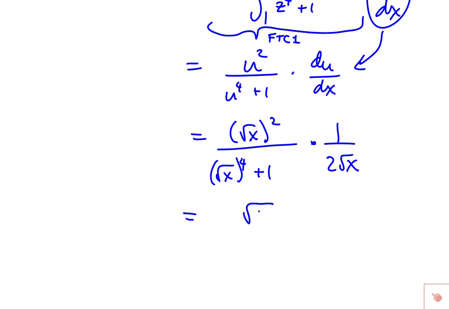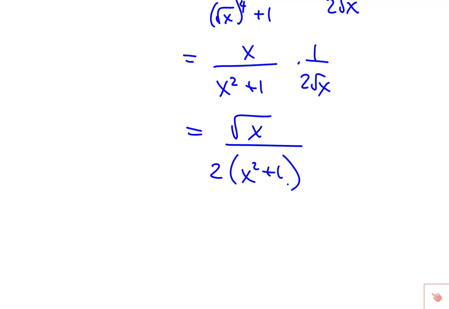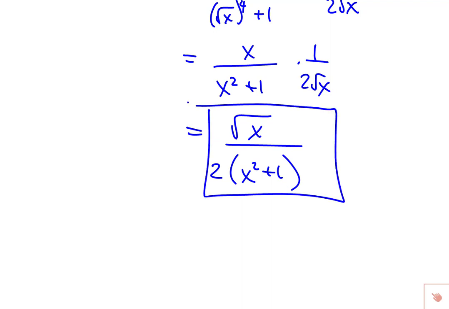This could be rewritten as x over x squared plus 1 times 1 over 2 root x. Sometimes you may find people rationalizing an answer like this and not leaving it in quite that form. If you did so, you could end up with the square root of x over 2 times x squared plus 1 in parentheses as our final result.